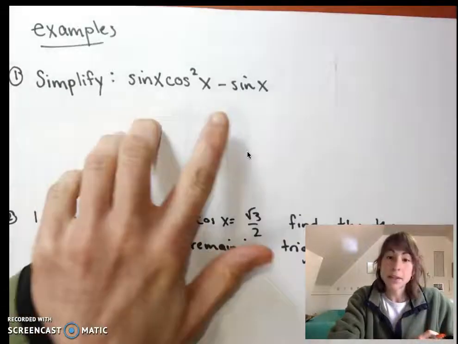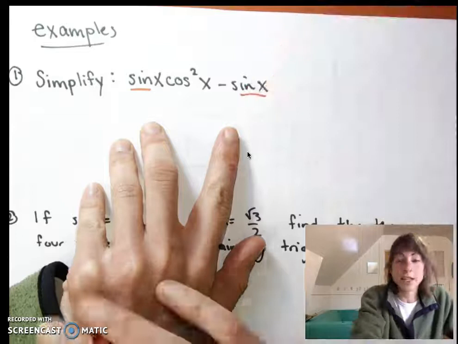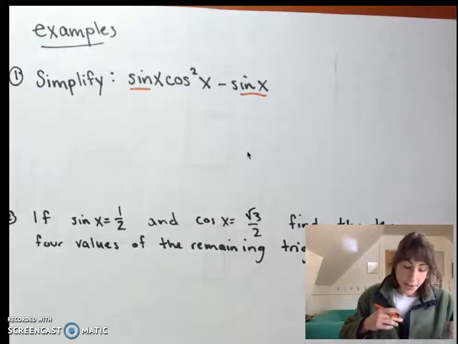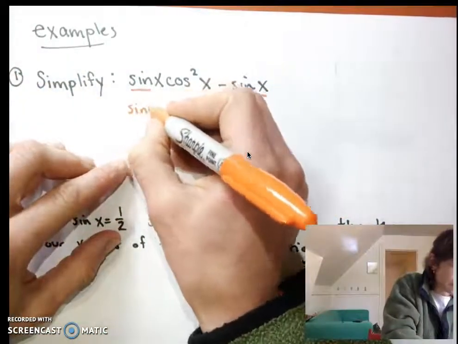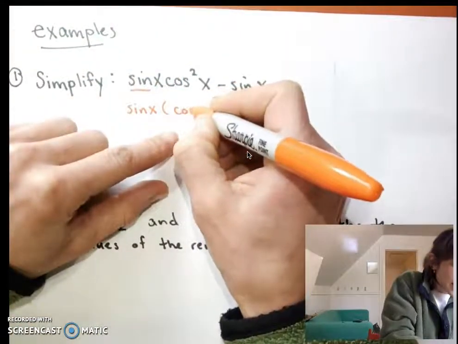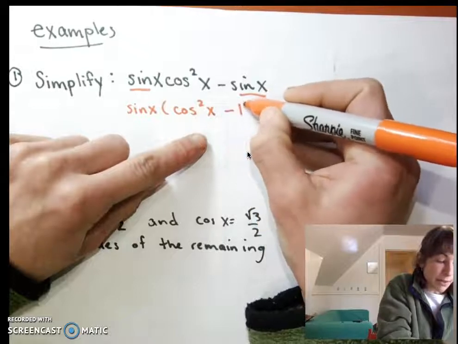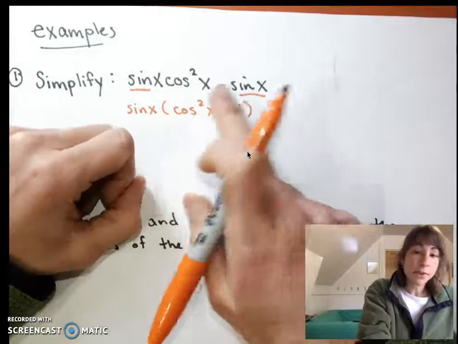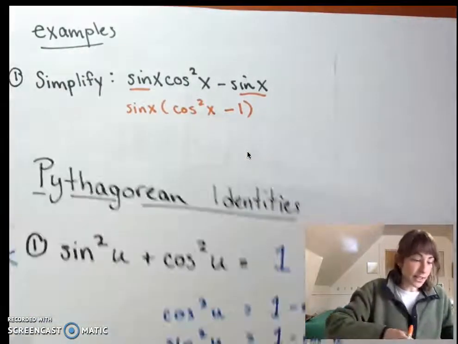So the first thing you might notice about this expression is that there's a sine in each term. So my first step here is going to be to factor out that sine. So when I pull sine out of the first term, I'm left with cosine squared. When I pull it out of the second, I'm left with 1. This should look familiar to you. It looks pretty similar to our Pythagorean identity.